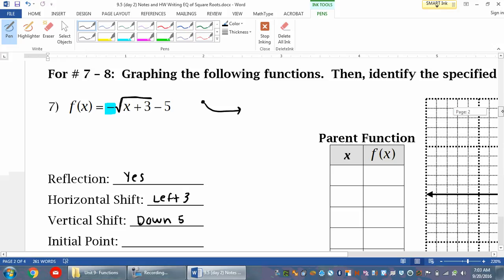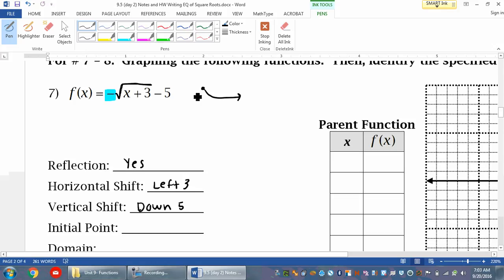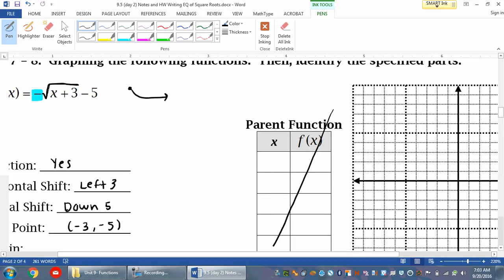Remember, square roots don't have vertices because you don't have arrows on both sides, so that's why I'm asking just for the initial point. Yours is negative 3, negative 5. Let's do what the domain is. Now remember, we don't need to use the parent function. Go to it only if you did not memorize the pattern. But I'm assuming most of you memorized the pattern.